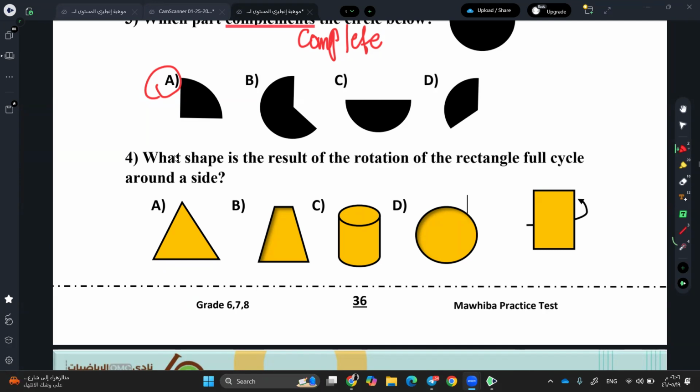It gives you that shape, which is a rectangle, okay? And it says, what is the shape resulting from the rotation of the rectangle full cycle around itself? Yalla Fatima. What is the shape? It's C, a cylinder. Excellent. Thank you.